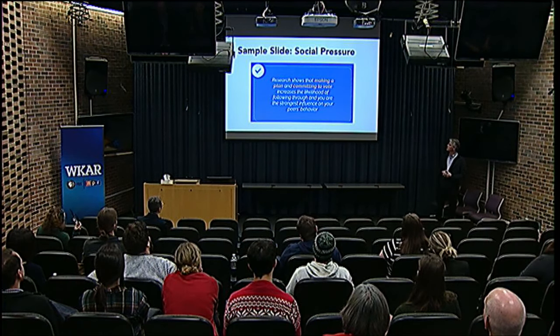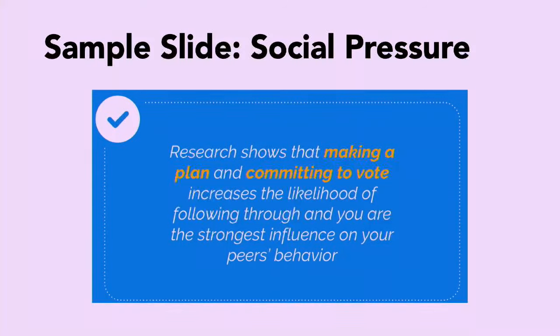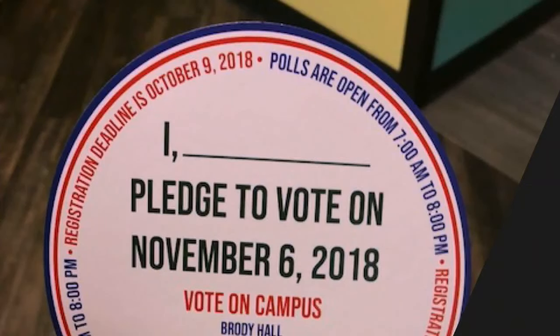Here's a sample slide from the social pressure condition. Okay? Research shows that making a plan and committing to vote increases the likelihood of following through, and you're the strongest influence on your peers' behavior. So they're told about some of that information on themselves and their peers as well. This is the magnet that we handed out. So this only went with that social pressure condition, that people were given a magnet to sign that could say, I pledge to vote on November 6th. Okay? And they were told they could display that in their dorm room. They were also given a magnet for their roommate as well.